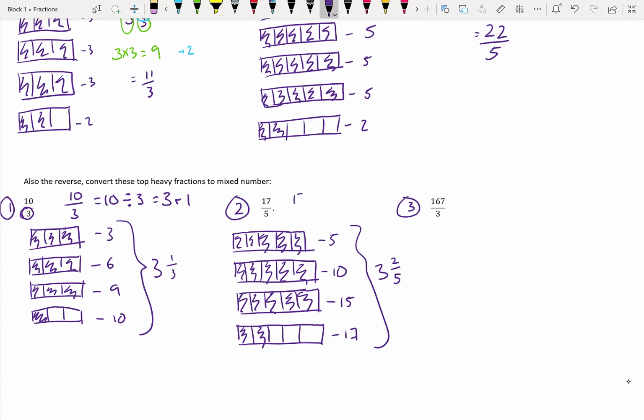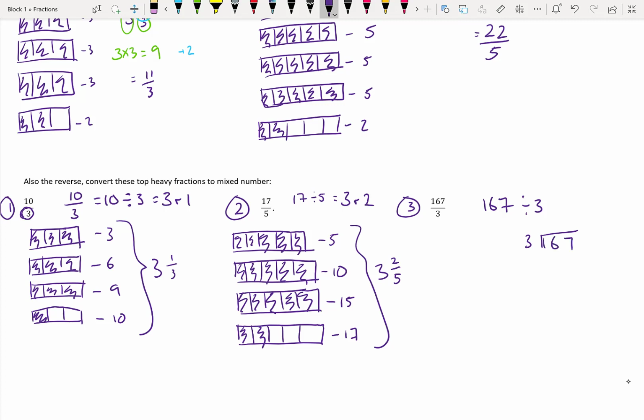If we did 17 divided by 5, we would get 3, remainder 2. And again, can we start to see where they are? If not, we're about to, because we're going to do it here. So we're going to do 167 divided by 3. So let's set it out.